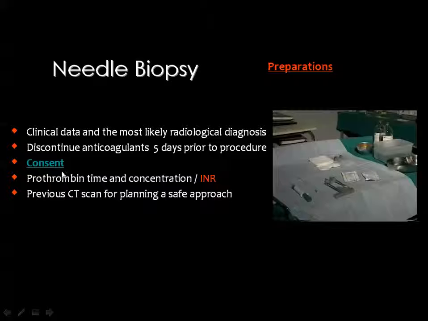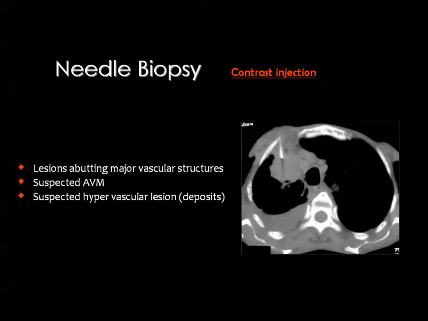In many institutions, the consent signed by the patient or his relative should be available before the exam. Then you should have a look at the coagulation profile of the patient, especially the prothrombin time and concentration, as well as the INR. The previous CT scan or the previous imaging techniques should be available for planning a safe approach for your needle. Then if you look here, this is an example of an anteriorly located lesion, which is intimately related to the chest wall.